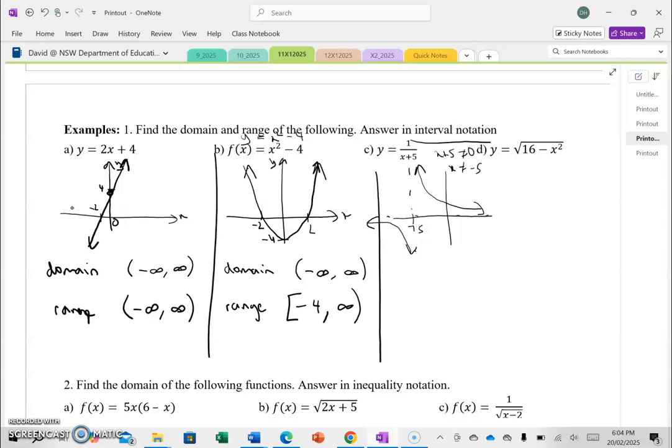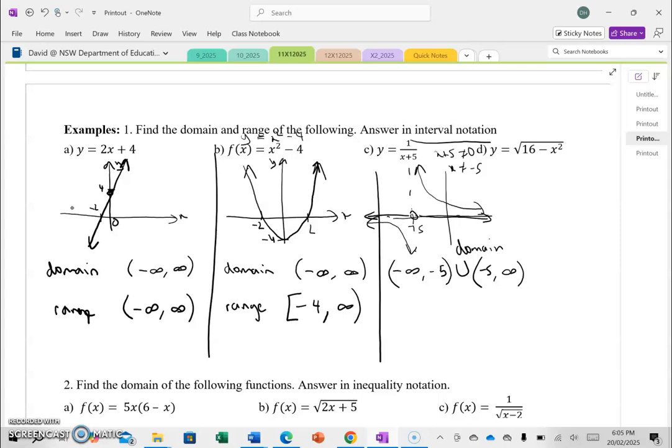Now how do we write this in interval notation? Well, it's two sections, here and here. So we can go -∞, comma, -5, not including -∞ and not including -5, so it's curved brackets for both, unioned with starting from -5 and going to +∞. So that's the domain.